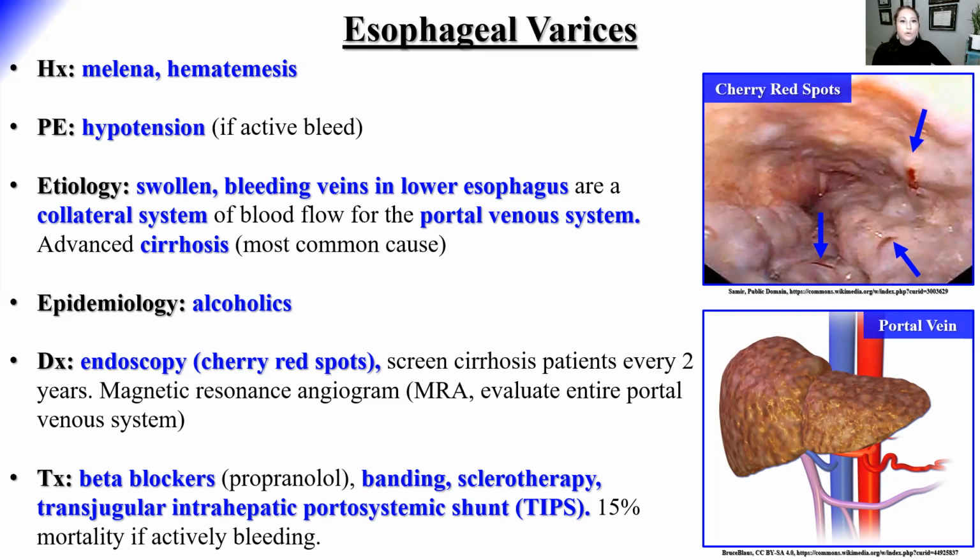You want to treat these, you want to control blood pressure with a beta blocker, so something like propranolol. You can band them to try to cut off that blood supply. Sclerotherapy can also be helpful to stop the bleeding. A TIPS, a transjugular intrahepatic portosystemic shunt, can shunt the blood away from the esophagus. This is a 15% mortality if they're actively bleeding. So this goes back to that first slide where we talked about upper GI bleeds. This is a cause of upper GI bleeds that you want to identify and treat quickly.